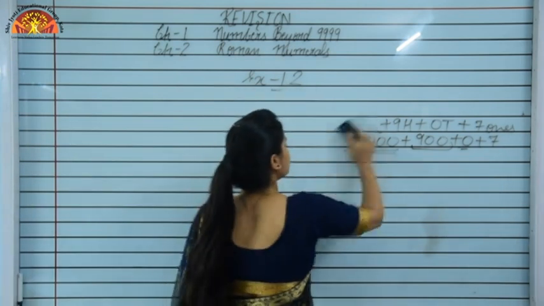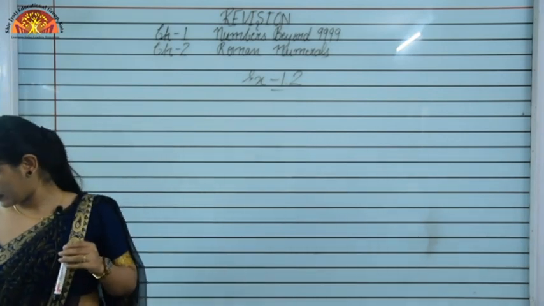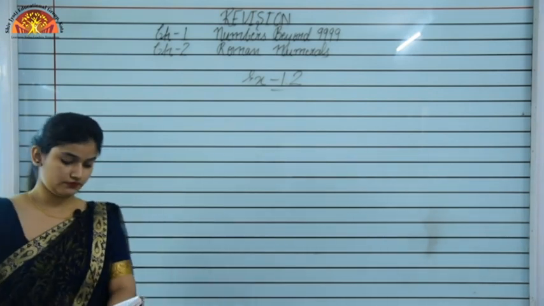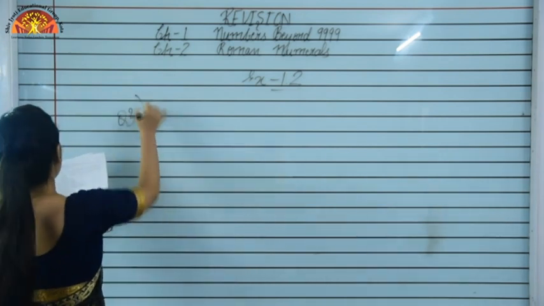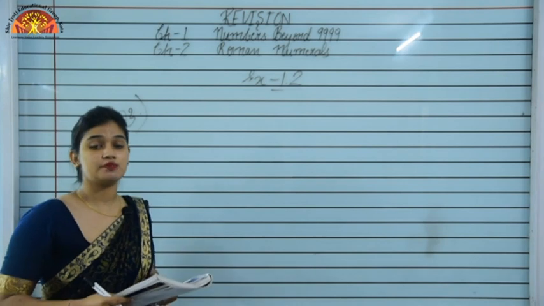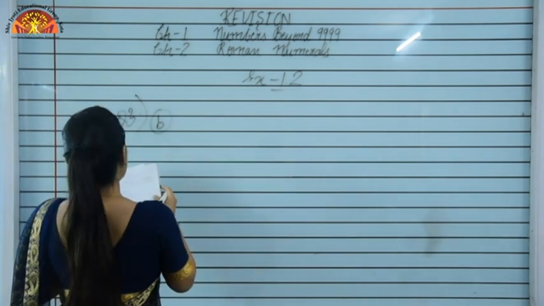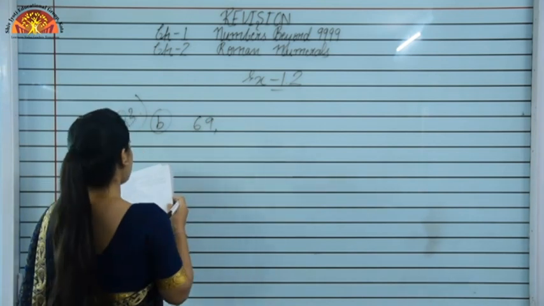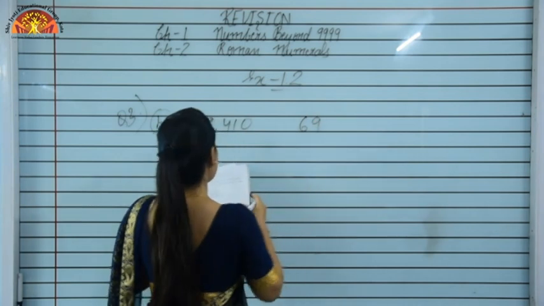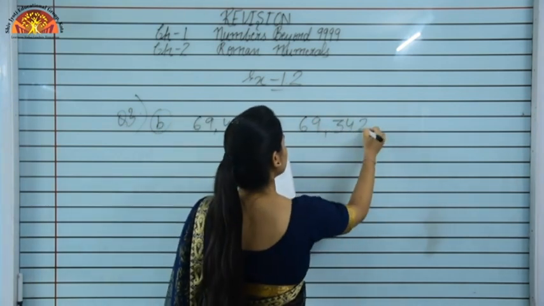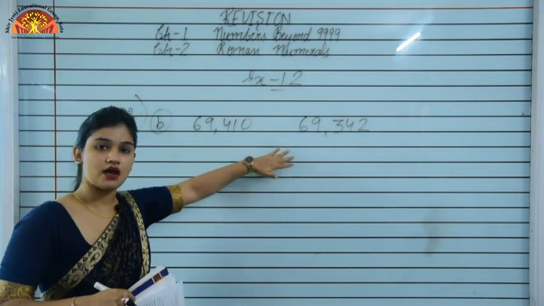Now we'll see the next question. Look at the third question, question number 3. Put the correct sign. It means we have to compare the numbers. We are taking the B part, and the B part is 69,410, and the next number is 69,342. Now in both of the numbers, the number of digits are the same.